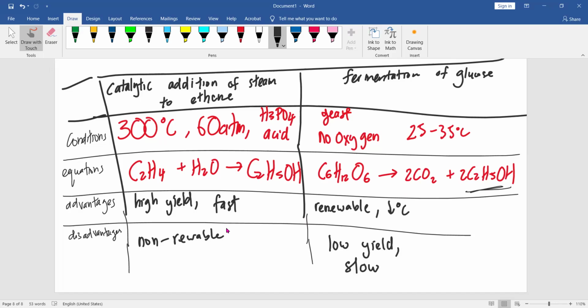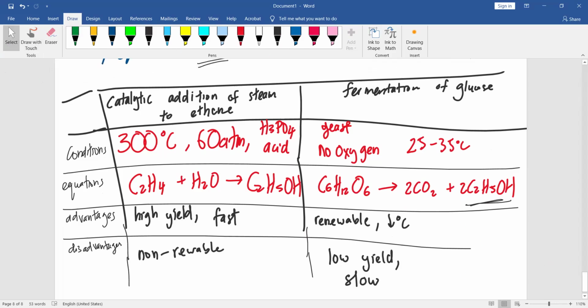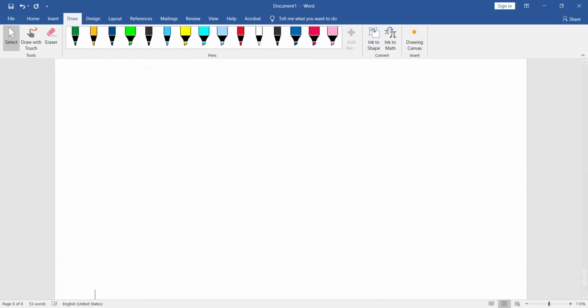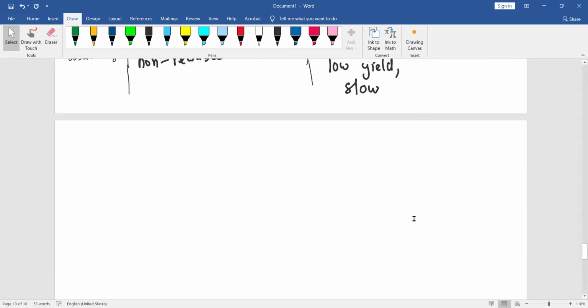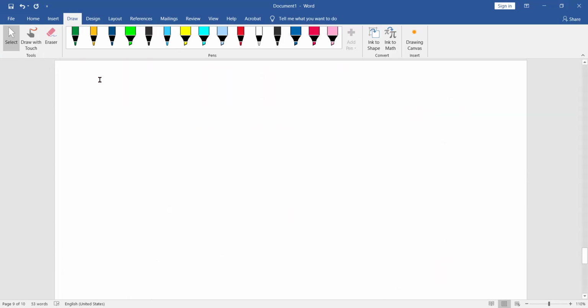Can understand? All right. So which one is better for the environment? Of course, this one lah. So a lot of countries actually do it to make renewable fuel. Okay. So what can ethanol do? Ethanol can do combustion. Alcohol, of course, can do combustion.